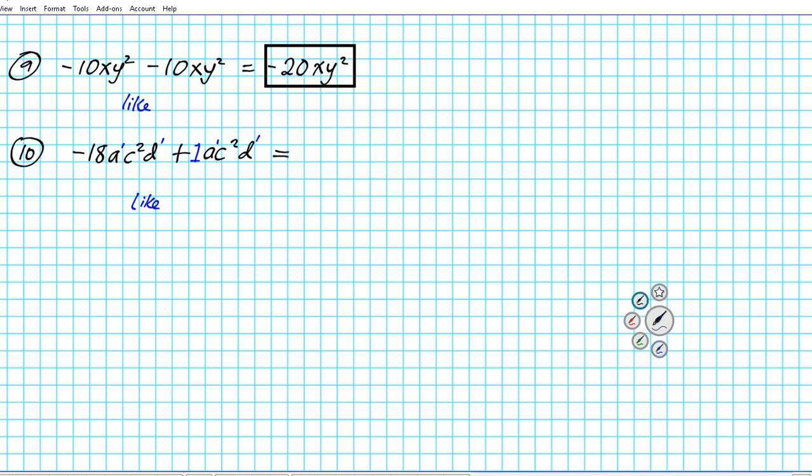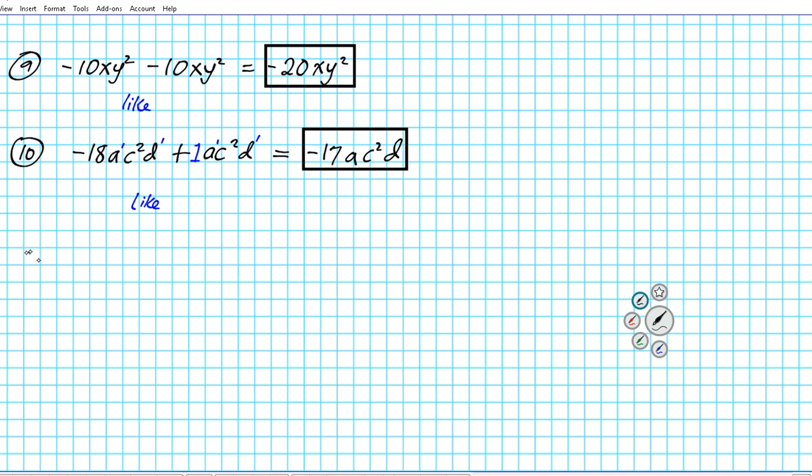Okay, so we add or subtract the coefficients. Negative 18 plus 1 is negative 17. And then we'll bring down the variable component, ac squared d. Okay, so that's the answer to question number 10.